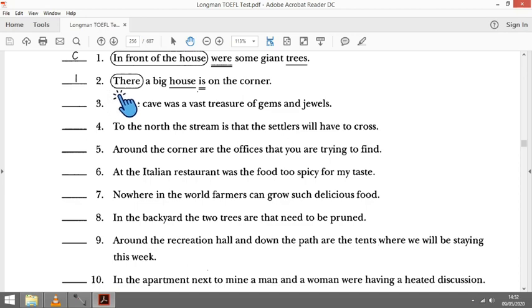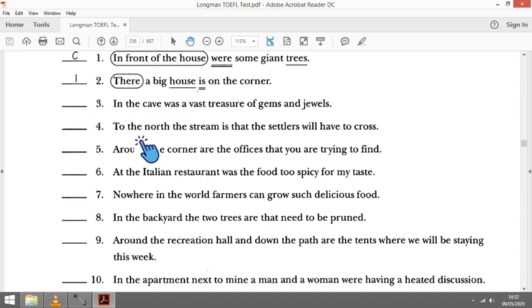Number 2, there a big house is in the corner. So we need to invert this. If there's "there," we have to put "is" first. There is a big house in the corner. That's why number 2 is incorrect. Number 3, in a cave. This one is a place expression, so the verb comes directly, and this one is the subject. A first result of Jim and Trevor. So number 3 is correct.